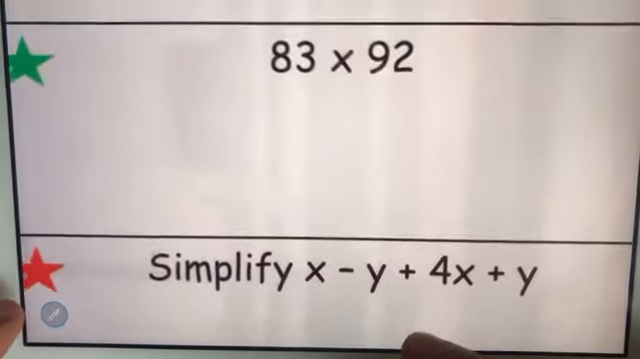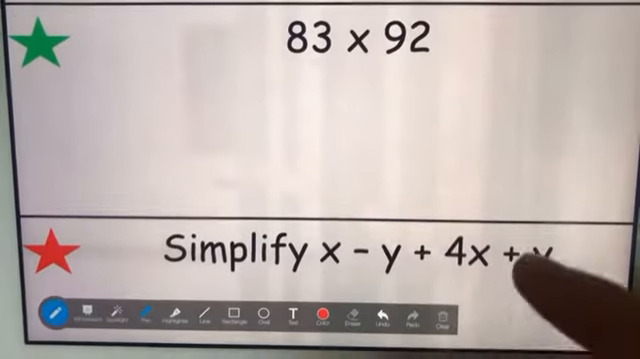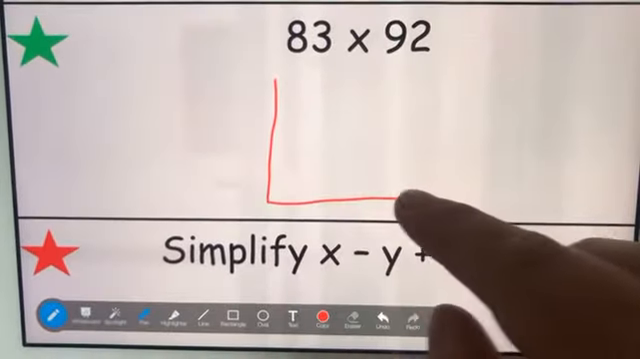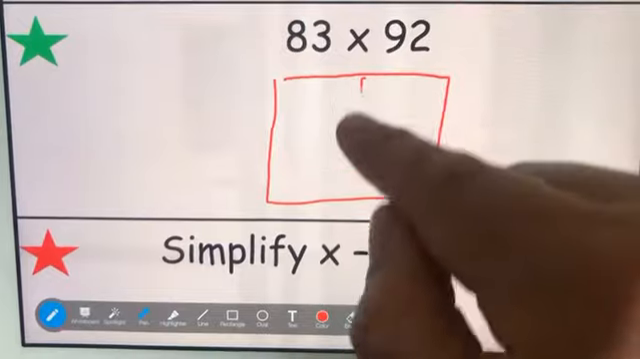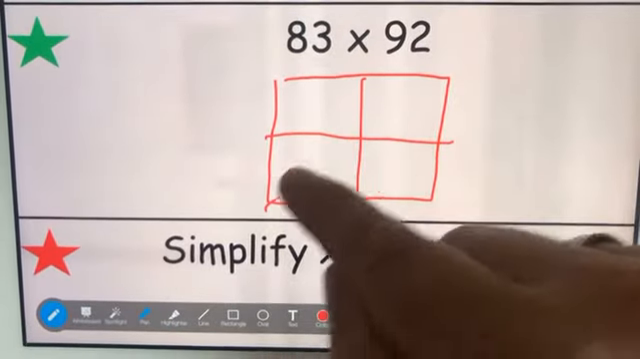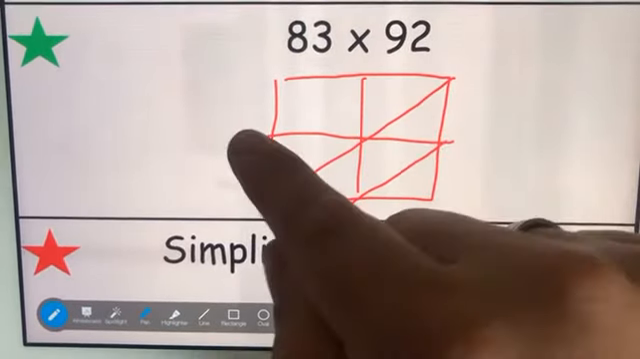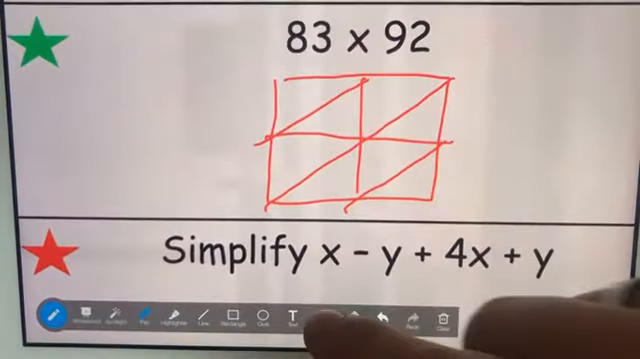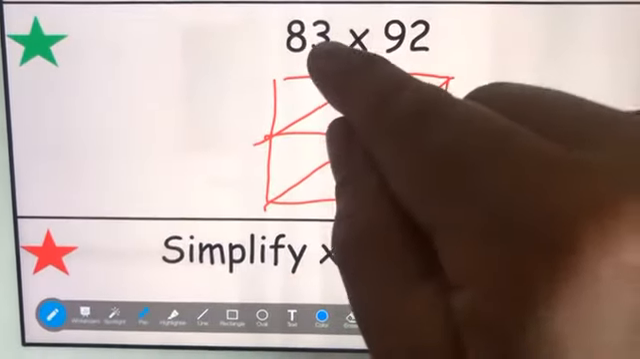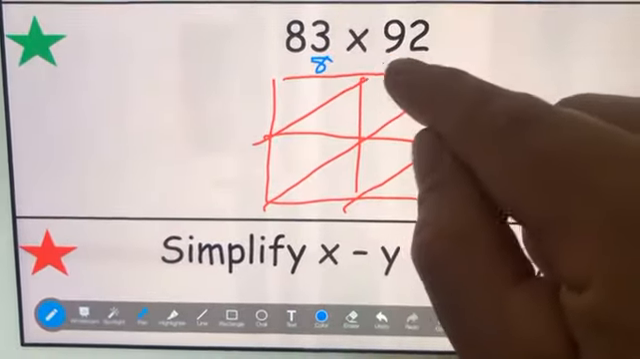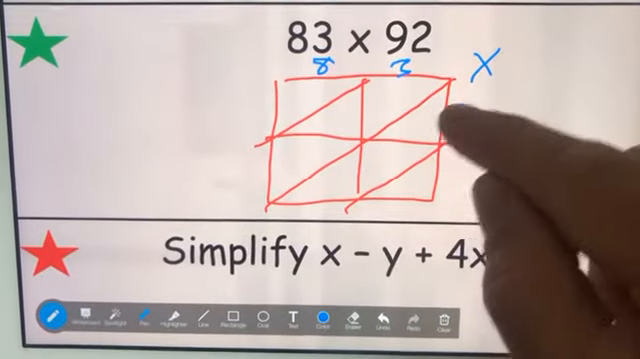Next we've got 83 times by 92. Again, set up your grid. I choose this way because it's the easiest way and it's difficult to get them wrong. Okay, you can pick whatever way you want to use. I don't really mind as long as it's giving you the right answer most of the time.